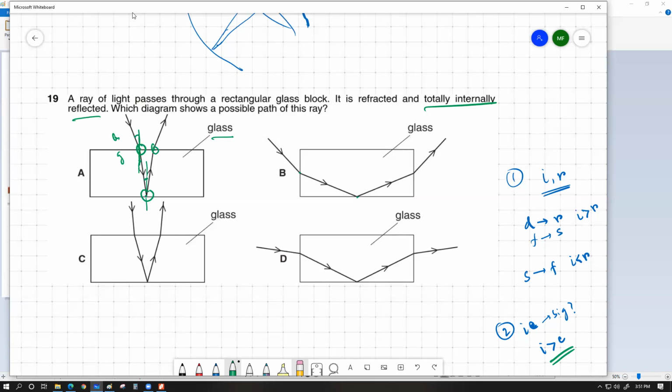Maybe. I'm not discarding this altogether, because this looks logically acceptable, but it's not a very good choice because the incident angle for the TIR is too small. So we're going to judge the other options and see if we can get a better answer.